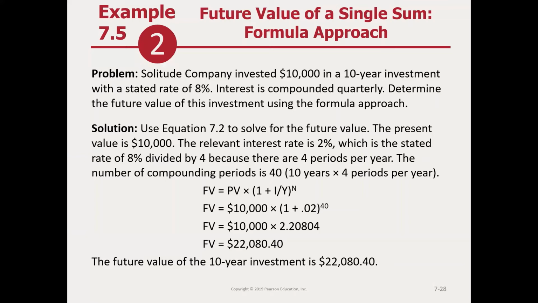So the future value is $10,000 times 1 plus 0.02, to the number of periods, which is 40. And then on the third line, you see the future value is equal to 10,000 times 2.20804. And the future value of the 10-year investment is $22,080.40.